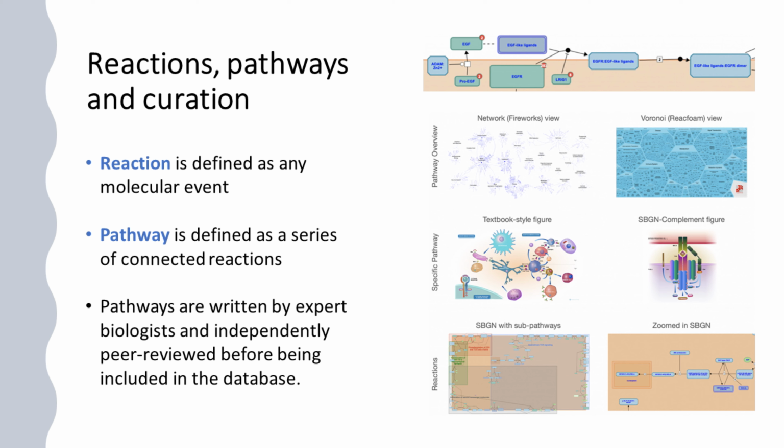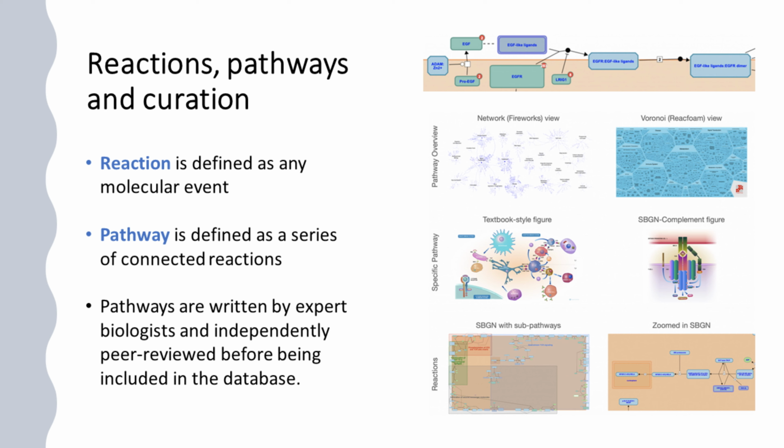Examples of pathways include immune system signaling, the cell cycle, and apoptosis. In Reactome, we create pathways using reactions as building blocks. Reactions are interconnected based on biological relevance, resulting in the formation of pathways.